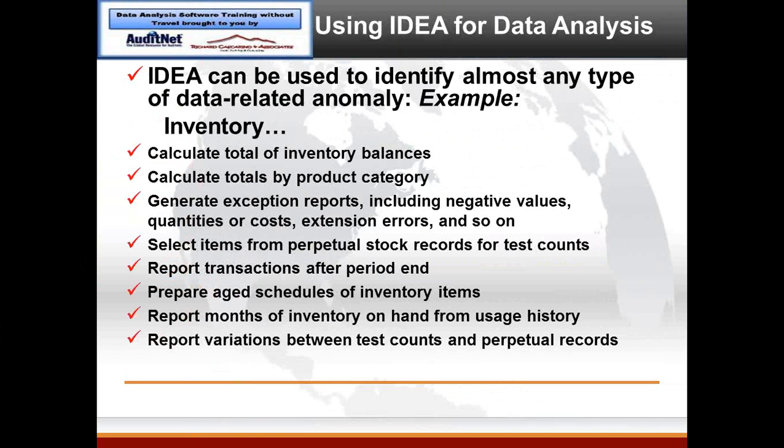So what can we do? We've got our data in. We can identify virtually any kind of data-related anomaly. So which bits do we want to do? Depends what you're trying to find out. If this was an inventory file, you're doing an audit within the inventory area, kind of things you might want to do is calculate totals of inventory balances, calculate totals by product category, and compare it to what's coming out of the live system. Generate exception reports.